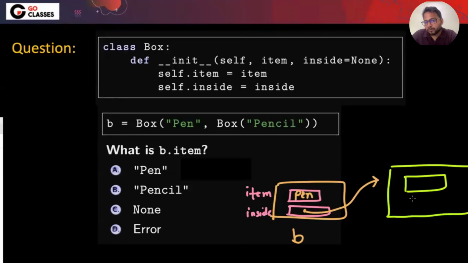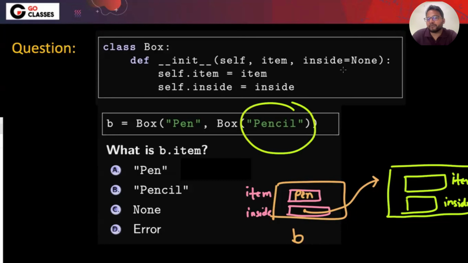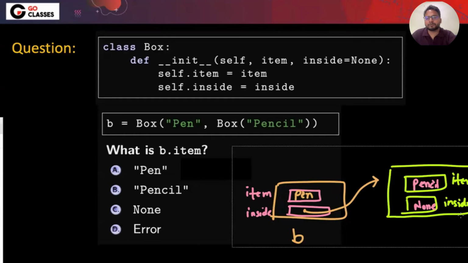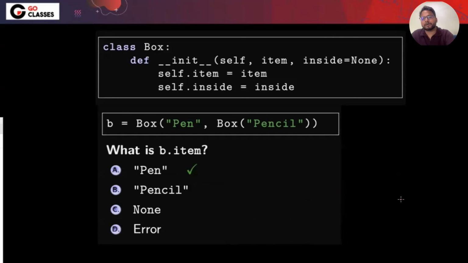Inside this also there are two variables, one is item, one is inside. Now we are only passing one of the values, which is pencil. The other value will be by default None. So this value is None here, and this is pencil. This is the complete memory diagram that you will be making. So b dot item is just pen. So what is the answer here? Pen. Now let's move to a similar kind of question, the next one.